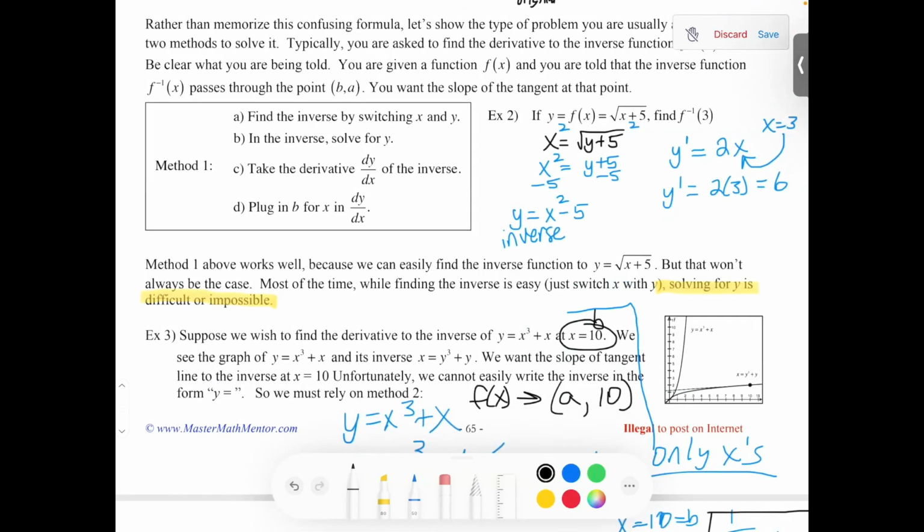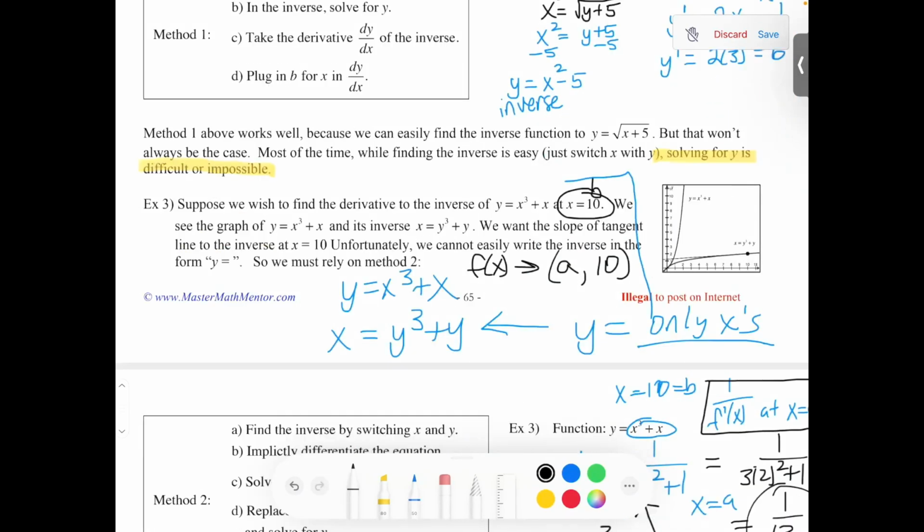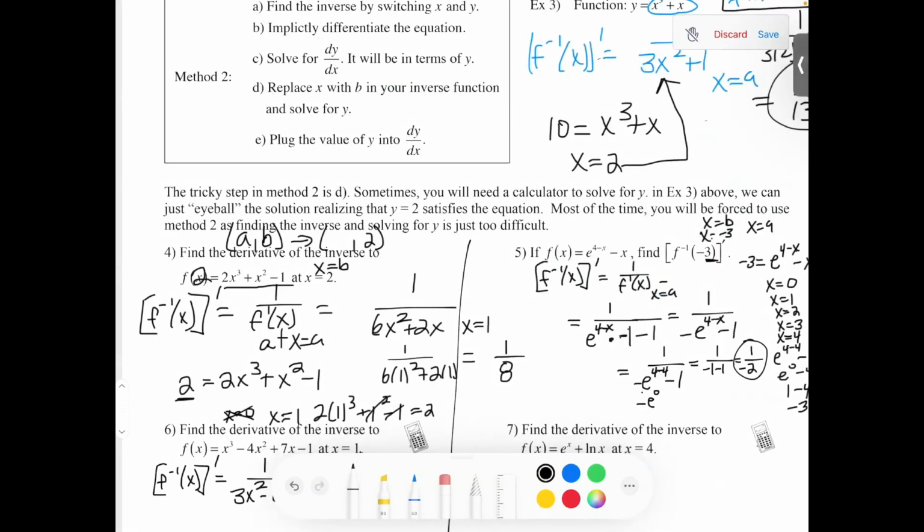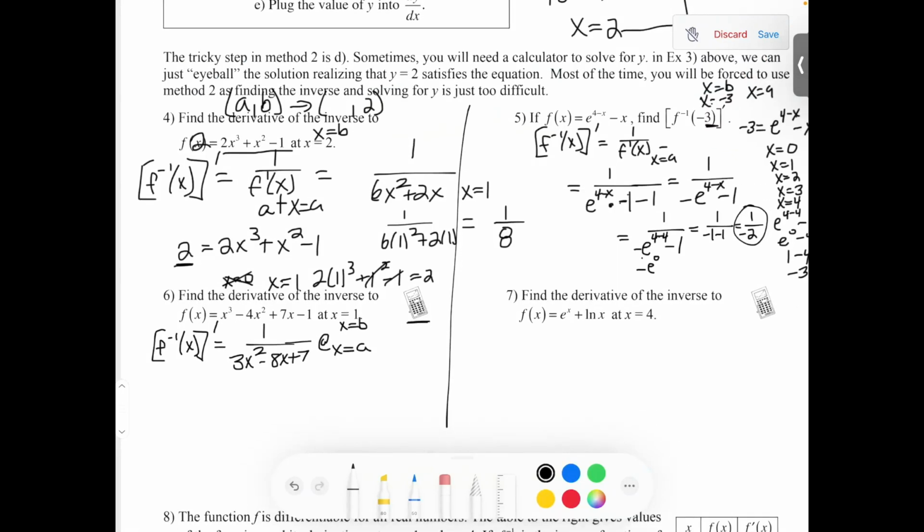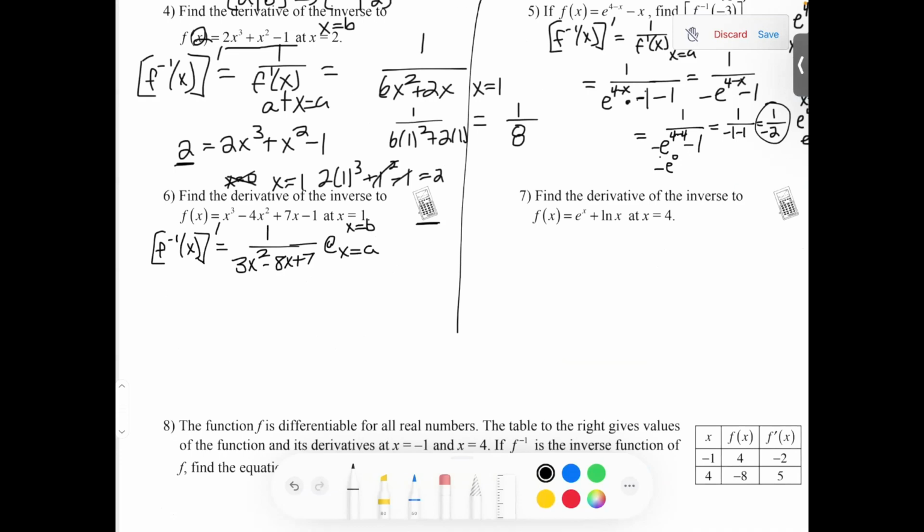And solving for that by hand this time is impossible. Doing it by inspection is also impossible. So I'm going to try my best to show you this on the calculator.